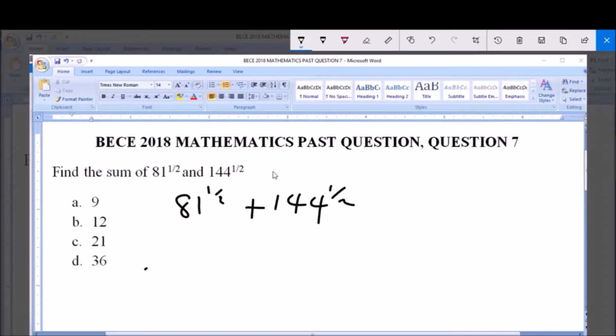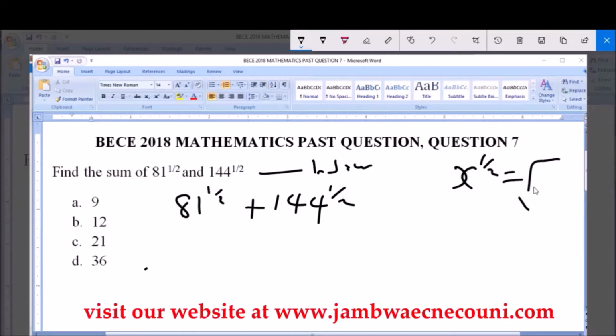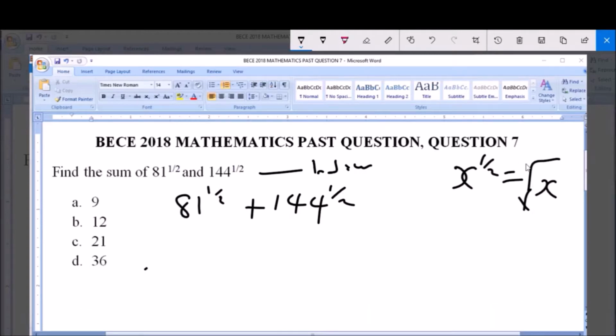Now this question is just a question from indices. Like we know, one of the laws of indices says that when you have x raised to the power of 1/2, this is the same as the square root of x. So when you have a number raised to the power of 1/2, it simply means the square root of that number. Now we have 81 raised to the power of 1/2, which simply means the square root of 81, plus 144 raised to the power of 1/2.